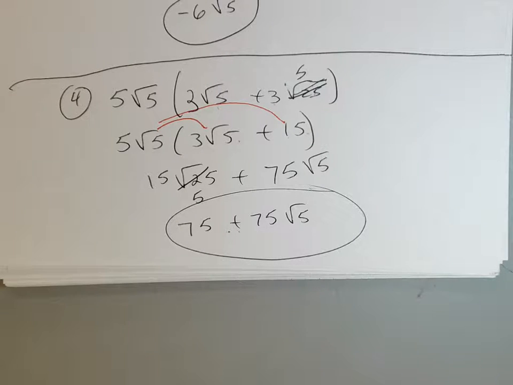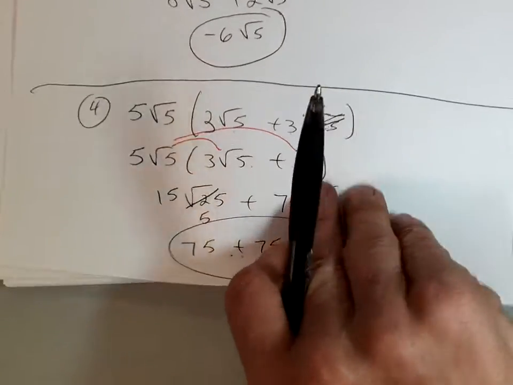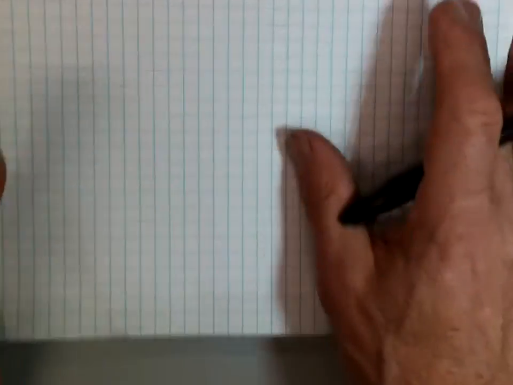All right, graph the quadratic. So I'm going to go ahead and get a piece of graph paper out. And I'm going to do number 5 on a piece of graph paper.